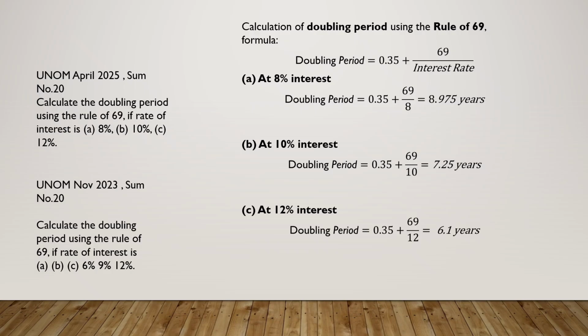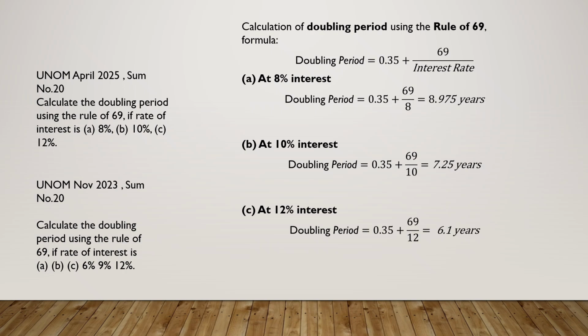Here the right side is the answer. Calculation of doubling period using the rule of 69. Doubling period is equal to 0.35 plus 69 divided by interest rate. Using this formula, we can calculate doubling period if interest rate is 8%. Doubling period is equal to 0.35 plus 69 by 8, which is equal to 8.975 years.